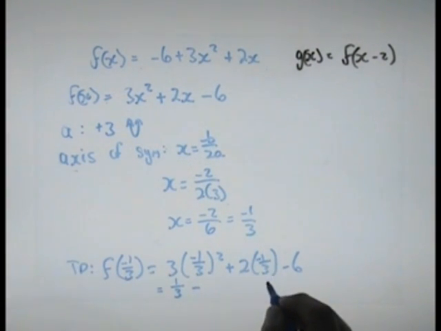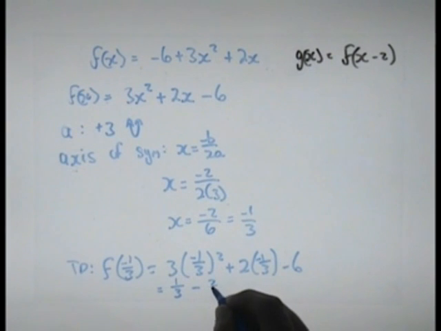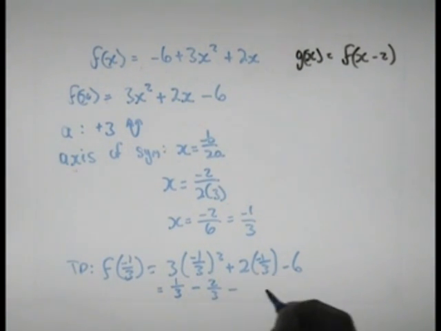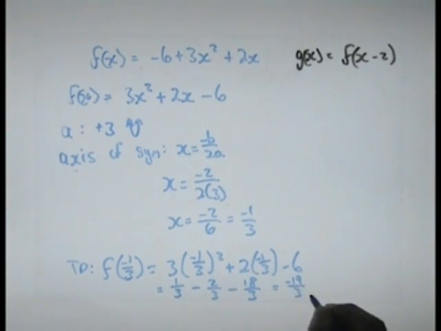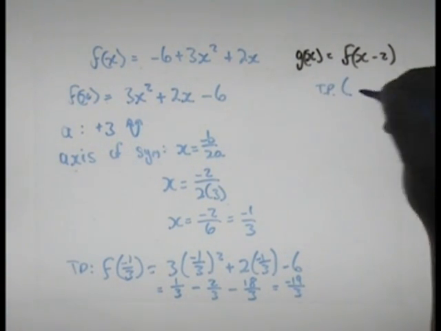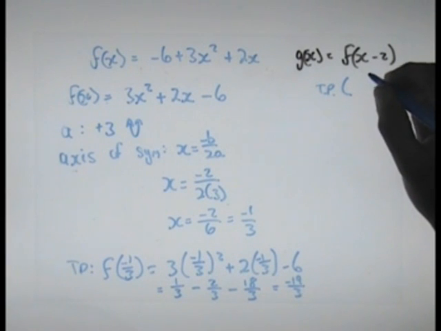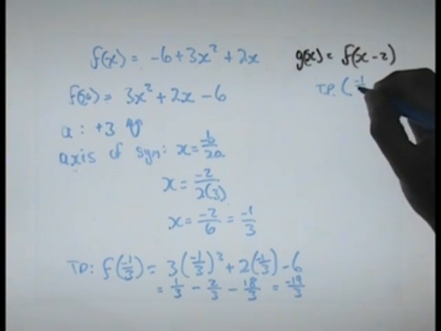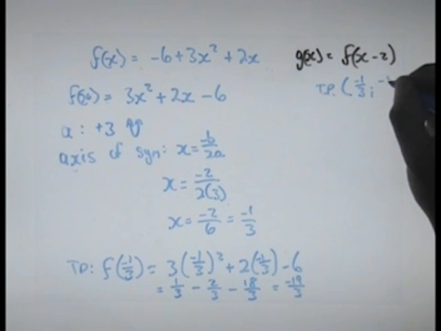Plus 2 times -1 over 3 is going to give me -2 over 3 minus 6, which is the same as minus 18 over 3. 1 minus 2 minus 18 is going to give me minus 19 over 3. That means that our turning point is given by -1 over 3 and -19 over 3.